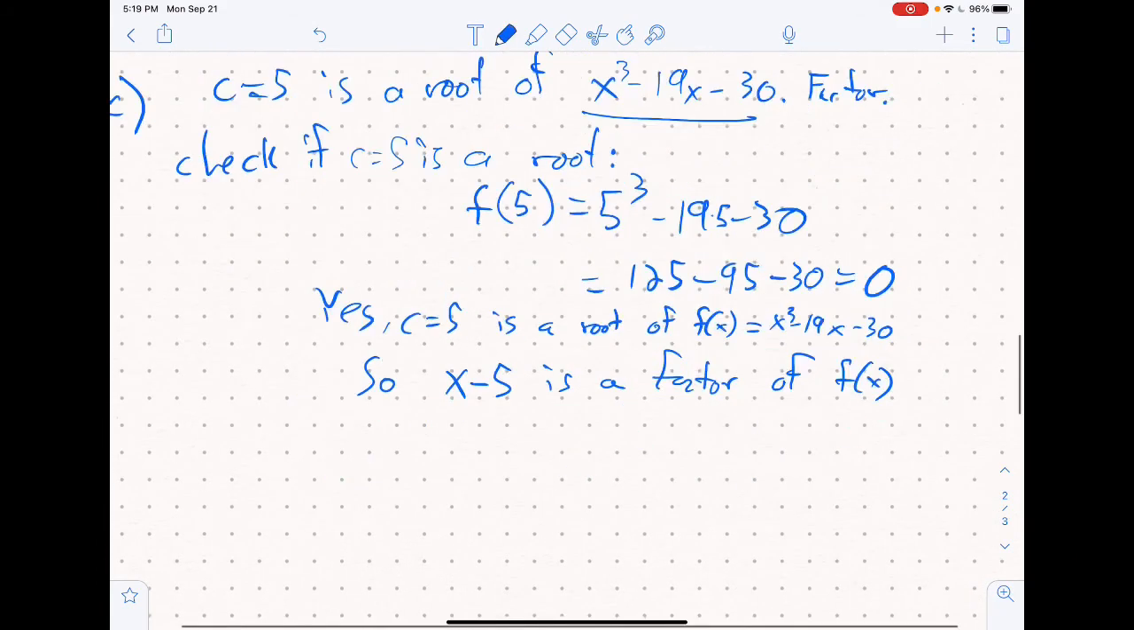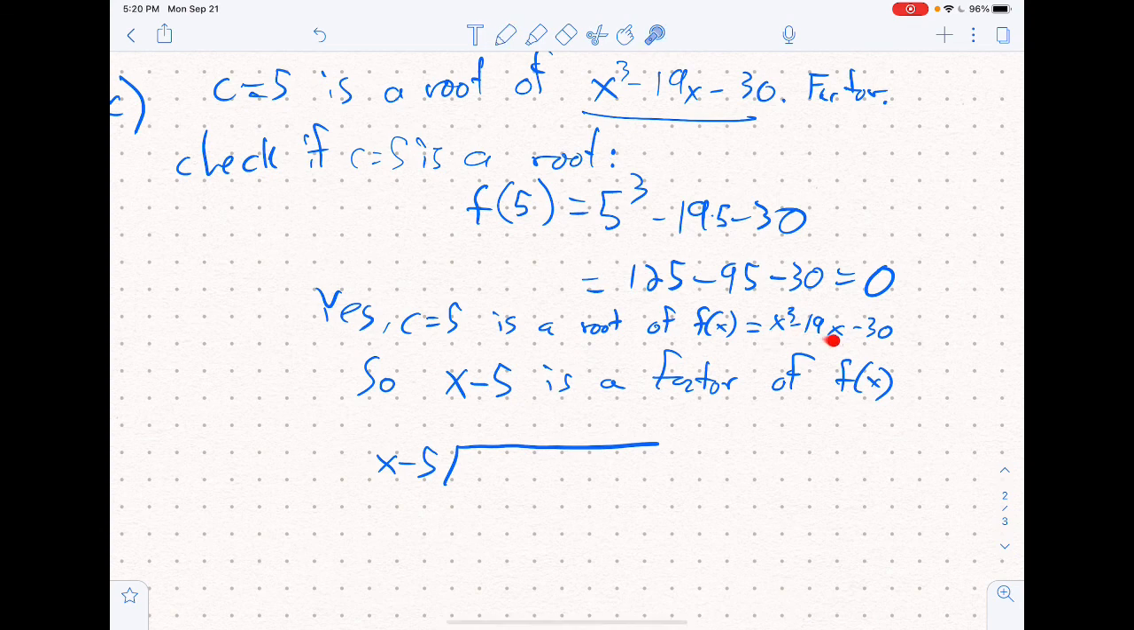So let us go ahead and divide x minus 5 into... Just beware when you write this down, it's important that every power of x is represented. Here there's an x cubed, and there's a missing term, which is x squared. So we think of that as 0x squared, and then minus 19x and minus 30. So we will write this as follows: x cubed plus 0x squared minus 19x minus 30. And now we're going to go through the process.